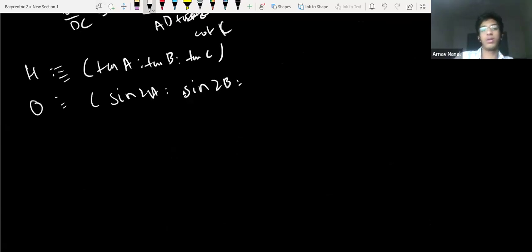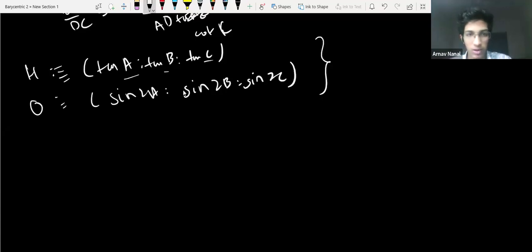Okay, so you got that H is tan A is to tan B is to tan C. Similarly, you can also get O as sin 2A is to sin 2B is to sin 2C. But it's obvious why angles are not very good. If you are bashing in barycentric coordinates, how would you know what the angles are, obviously?